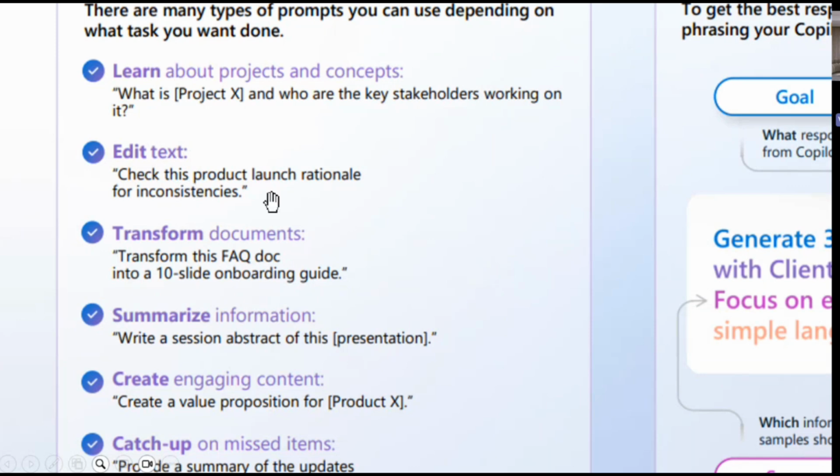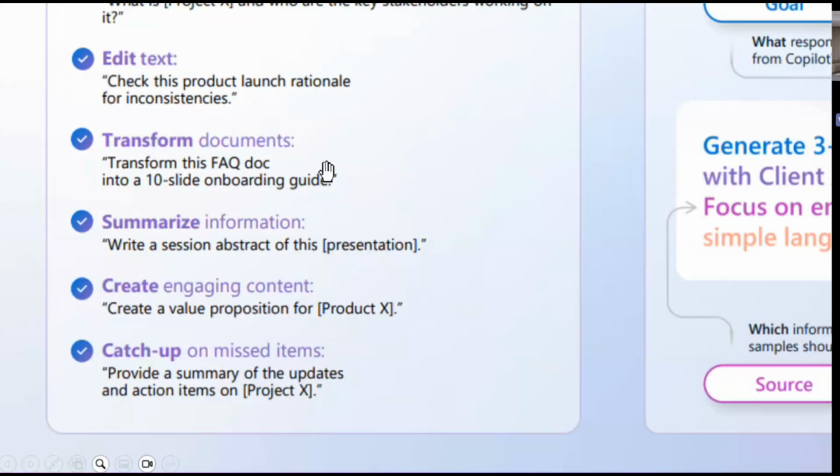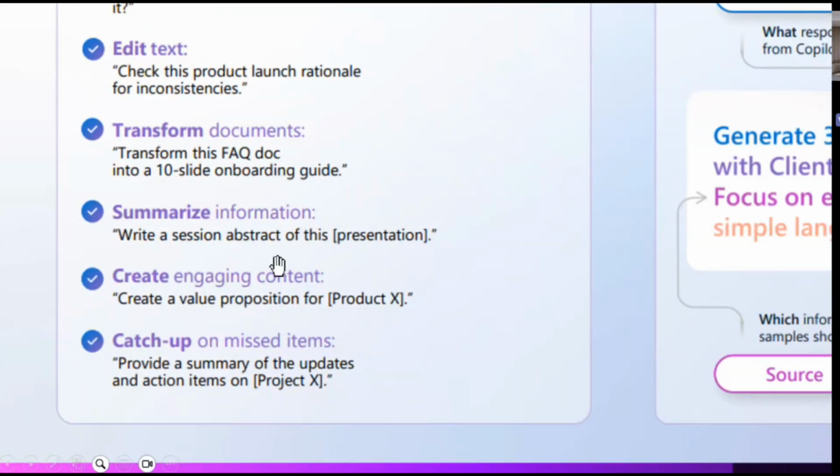Make it more concise, make it more relevant. I would say transform document. So transform with FAQs, summarize the session, what has happened in the presentation, what is the engaging content. For that, you can mention like create a value proposition for this product. So you can understand, if you're putting the right prompt, you'll definitely get the right answer. Otherwise, you need to make multiple prompts to get the one right answer.